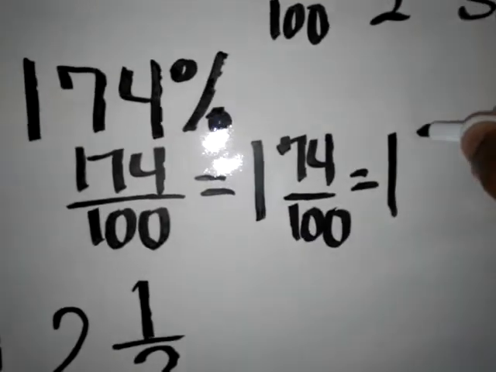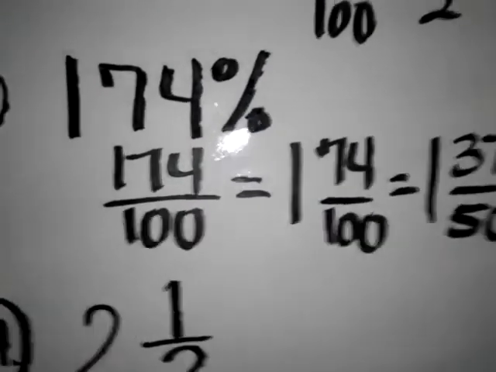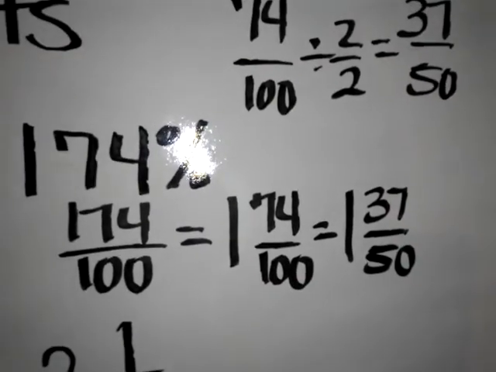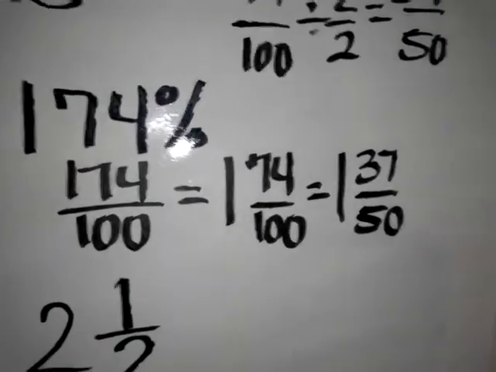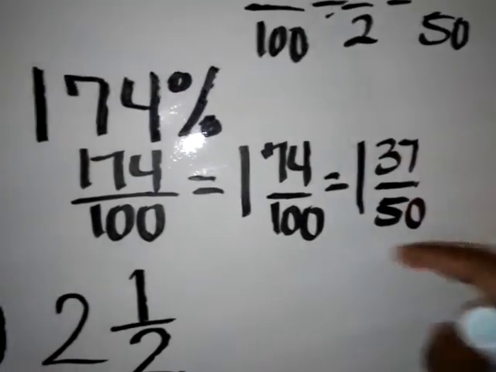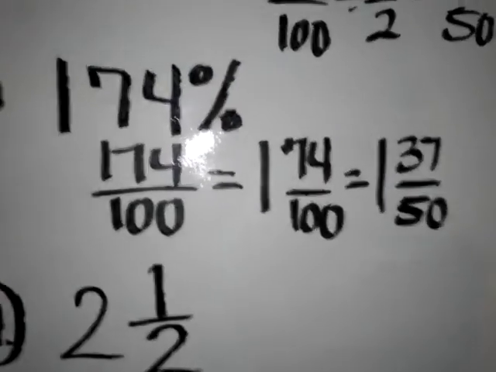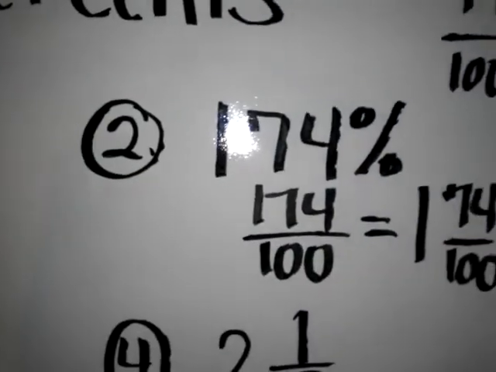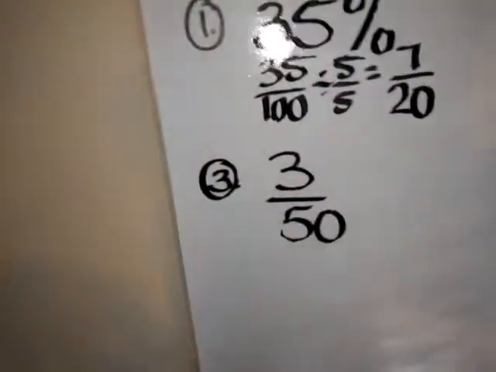So we have this as 1 and 37/50. And this is also in simplest form. 37 is a prime number. They don't have a common factor between 37 and 50. Therefore, 1 and 37/50 is in simplest form from a fraction standpoint.